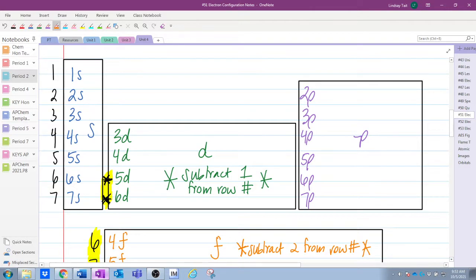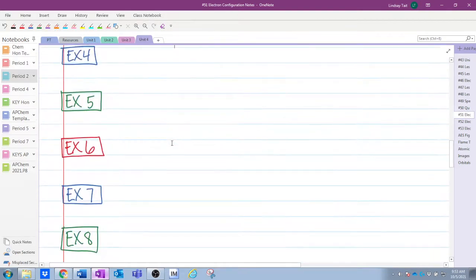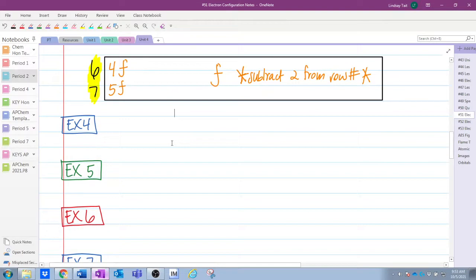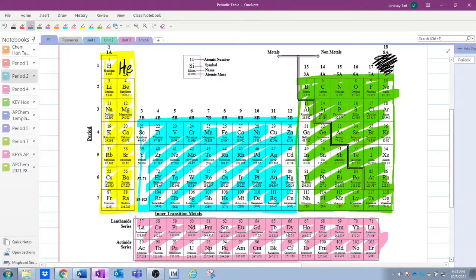All right, so now that we know this, we're ready to write some electron configurations. So we're going to be doing a bunch of examples. I've got them all listed out here. I'm going to write most of them on my periodic table, though, and then you guys are going to just copy it down with me. So here we go. On my periodic table, I'm going to erase my block colors because I got to write some other stuff.